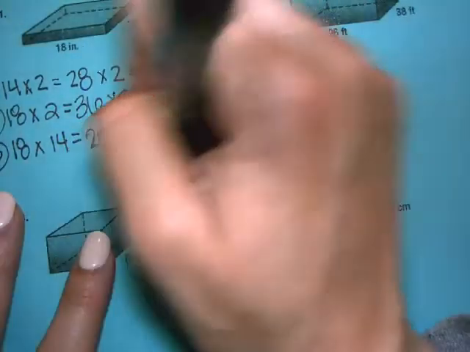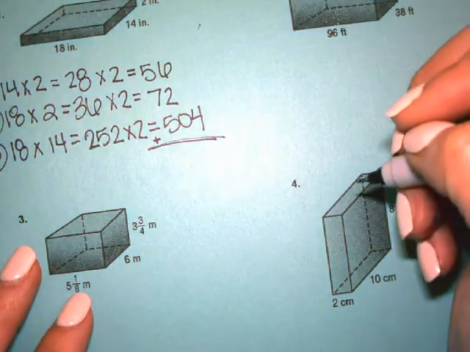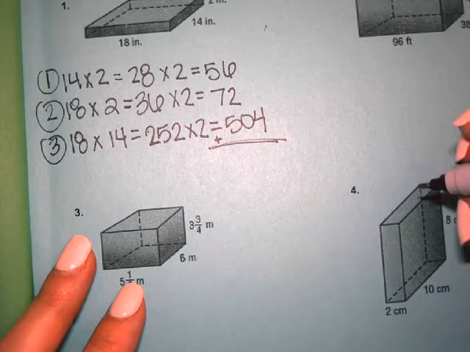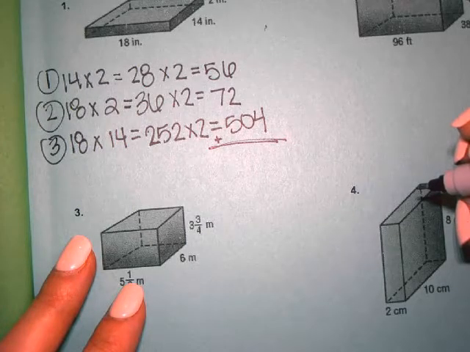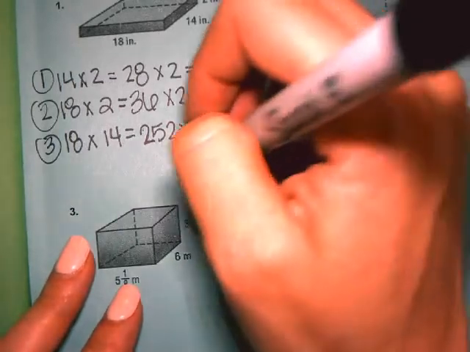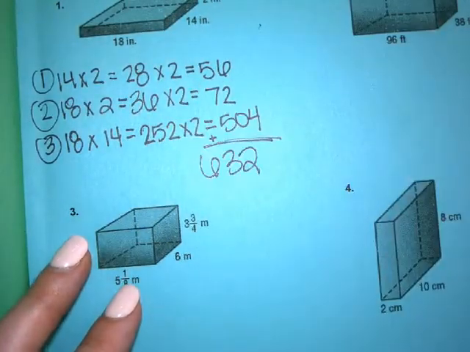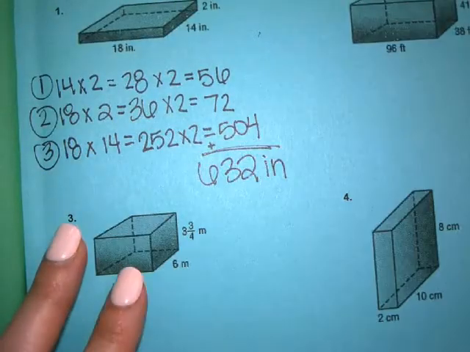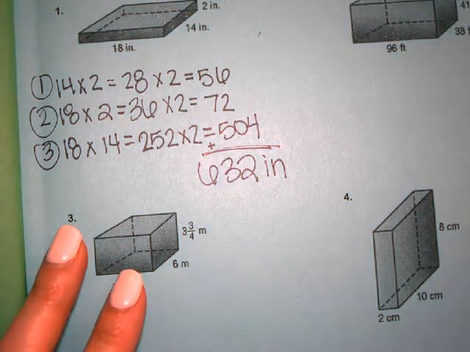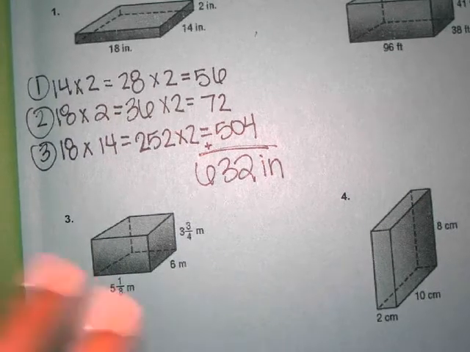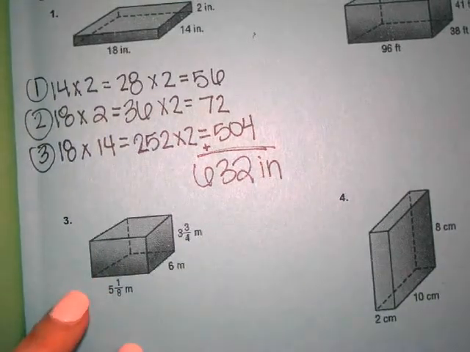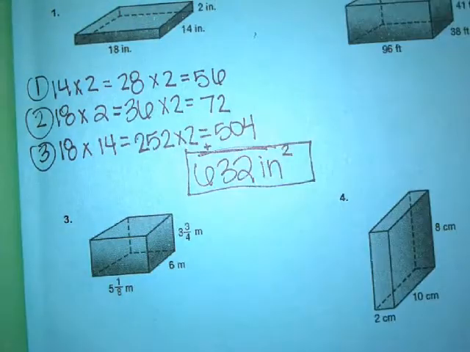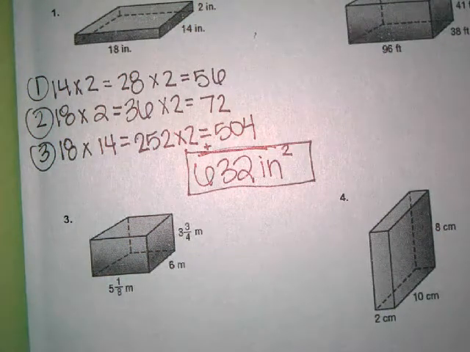Okay, add it all together for me. What do we get, everyone? And what's my label? We're talking about what in this problem, guys? Area. And what is area always going to be? Squared. Remember, guys, I always said if we're talking about area, it's always squared. Doesn't matter what type of area, area is always squared.